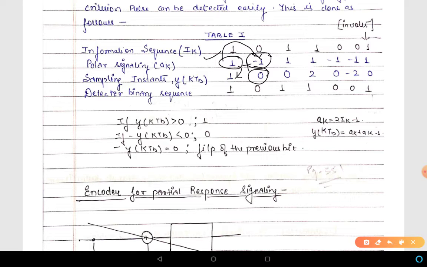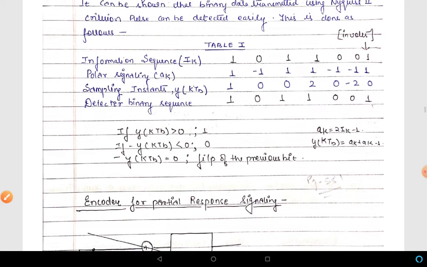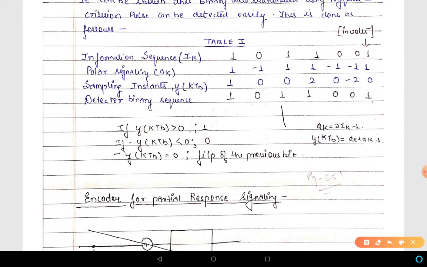In a similar way, it will occur at this sampling instant. At this sampling instant, the value is 1. At this sampling instant, the value will be the sum of this plus this. Similarly, at the next sampling instant, my third sampling instant, my value will be the sum of these two because of interference, because I am using the Nyquist second criterion pulse. So the sum of these two is 0.